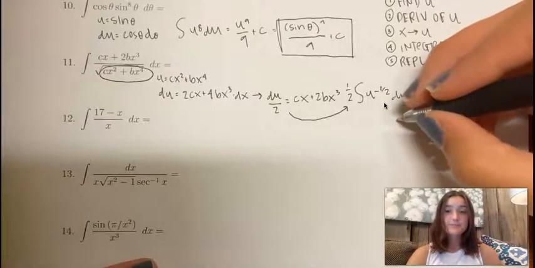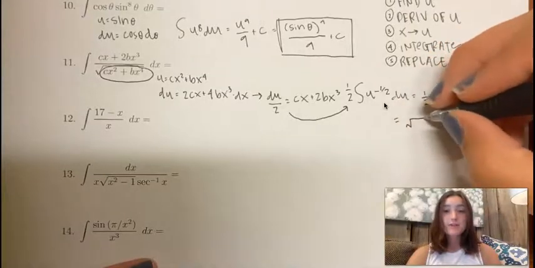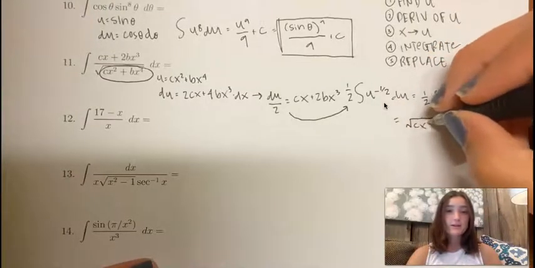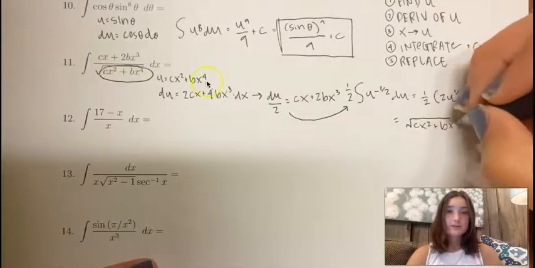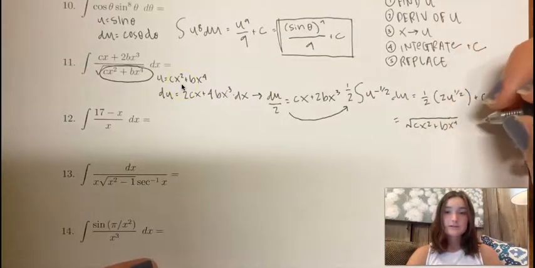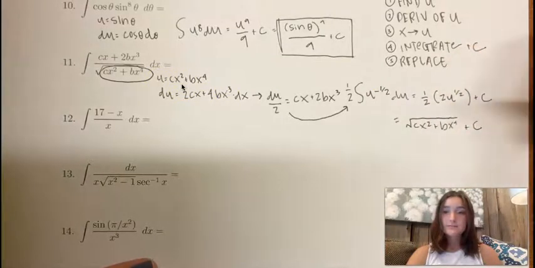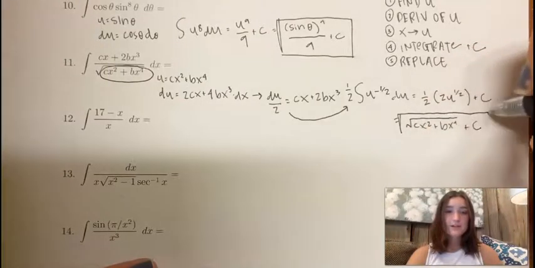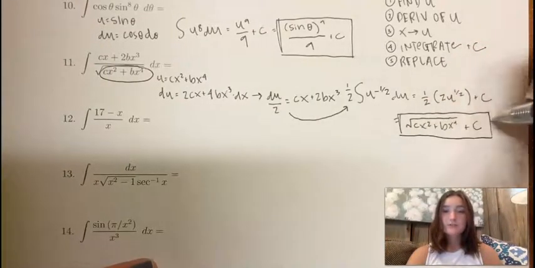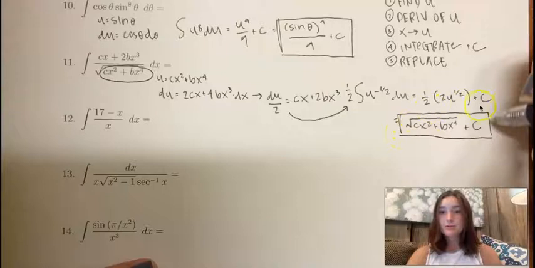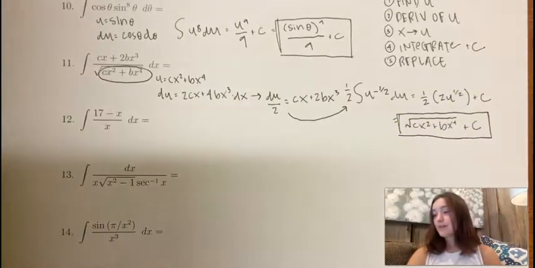And then as our last step, we are going to take that cx squared plus bx to the 4 and put it where our u was. And I didn't show all my work here, but I'm just rewriting it as the square root of all of that plus c.